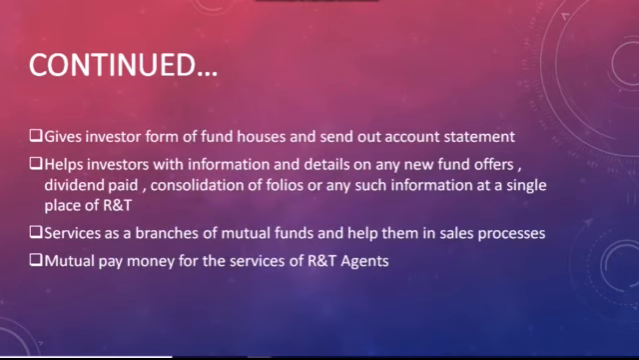It takes the forms of the fund houses from investors and in turn sends out the account statements. It helps the investors with information and details on any new fund offers, dividend payouts, consolidation of folios, or any such information at a single point of service. They help the investors with information and details about the new funds offered by the mutual fund houses, and dividend payouts. Dividend payout means the distribution of profit to the shareholders made by the mutual fund houses, and consolidation of folios means they provide information about where to make a fund in the fund houses. All this information is provided by the R&T agent at a single point of service.